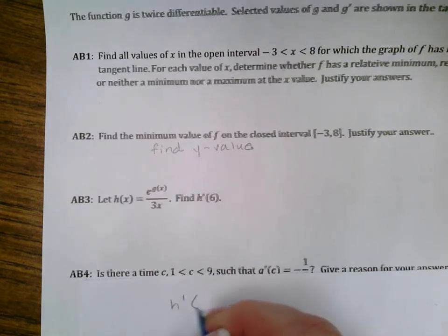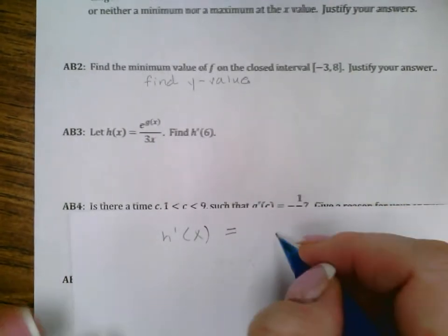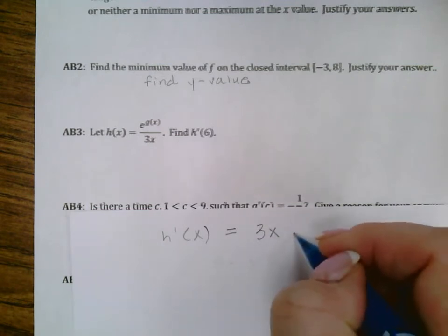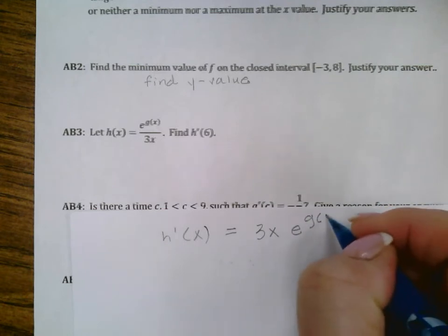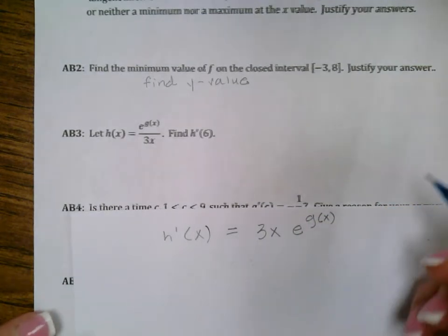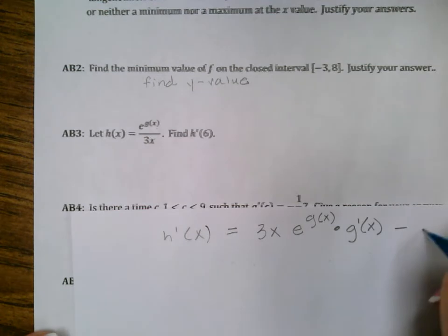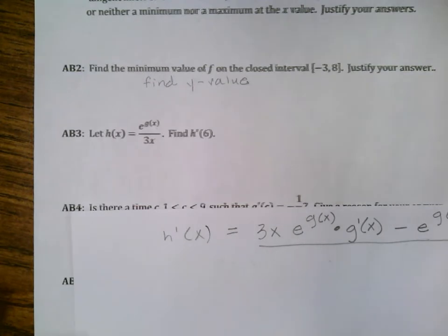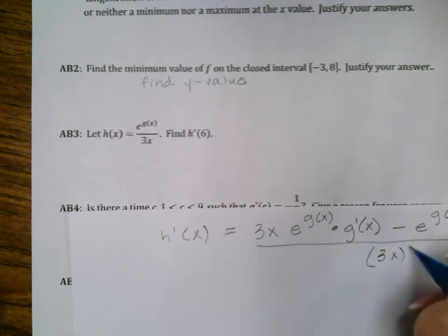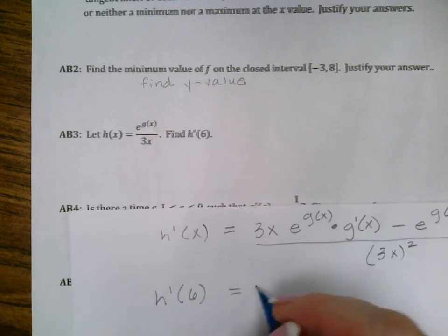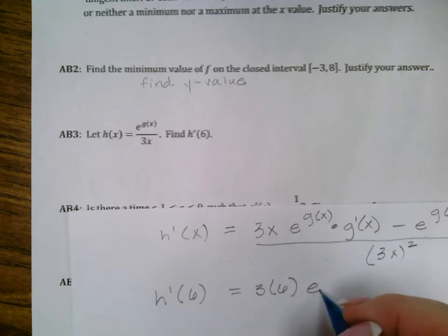So when you do this, you have to use the quotient rule. A lot of you did the quotient rule just fine. So I'm just going to write this out. Low, then we're going to have the derivative of e raised to the g of x, which would have to be chain ruled out, minus the high times the derivative of the low, all over low squared, and then we want h prime of 6. So at that point, it's just a matter of plugging in 6.